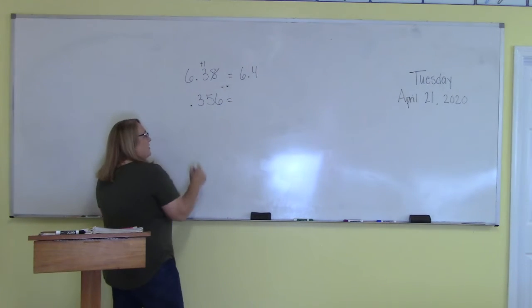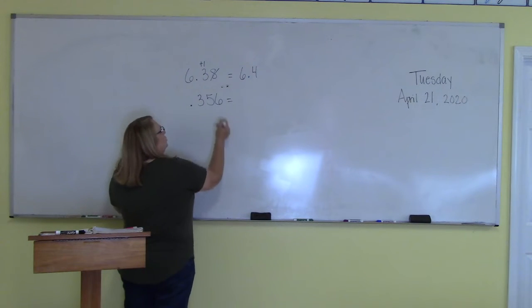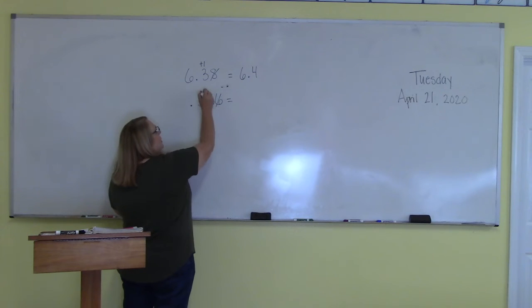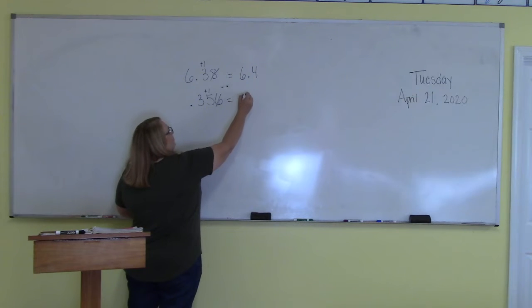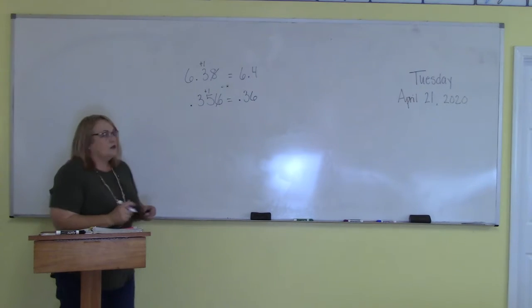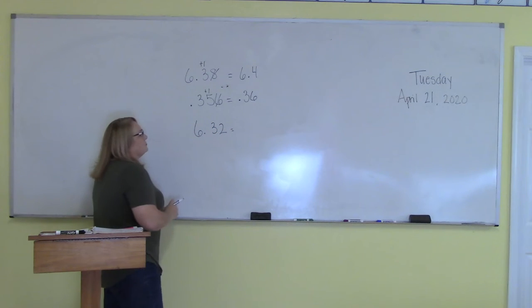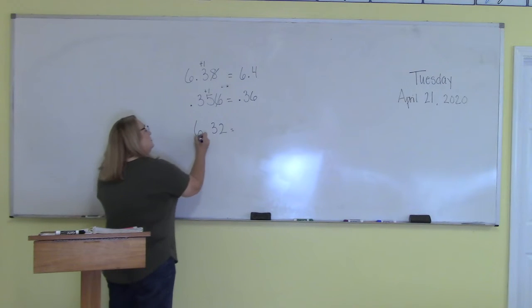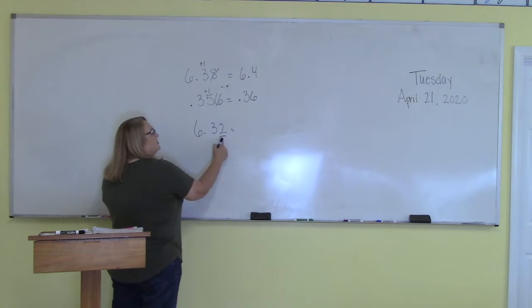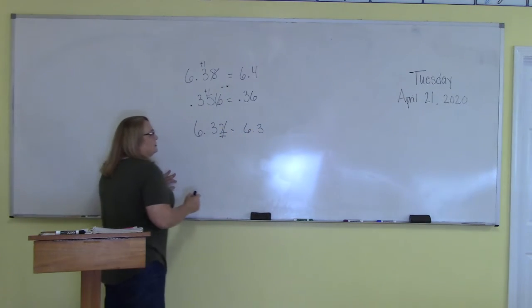Okay, look at 6.356. Look at the last number. If it's more than 5, we're going to drop it and add 1 to the next number. So then our answer, or rounded, would be 6.36. Now 6 32/100: this time, if the last digit is less than 5, we're just going to drop it, and it will be rounded to 6.3.